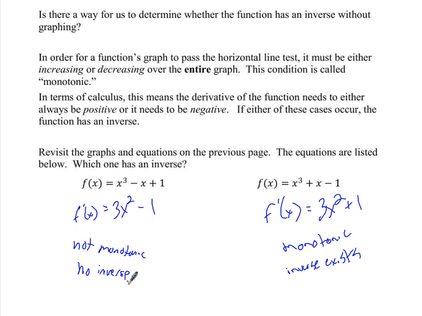So that's how you can use calculus. That's how you can use graphing. That's how you can use the functions themselves to find out whether there is an inverse or not. And the section will continue next time.